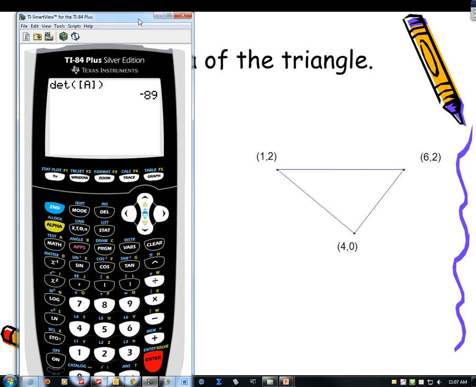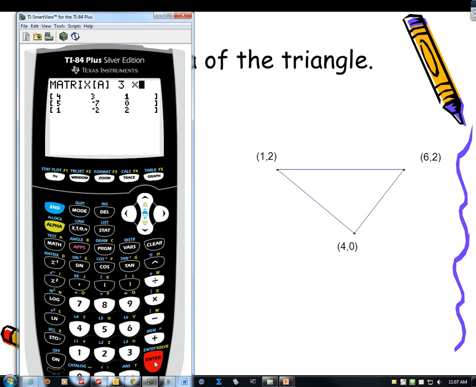So on your calculators, what do I do here to find this area? Go to matrix, second matrix, edit, Matrix A, we want it to be a 3 by 3, right? So what's the first row going to look like of our 3 by 3 matrix?